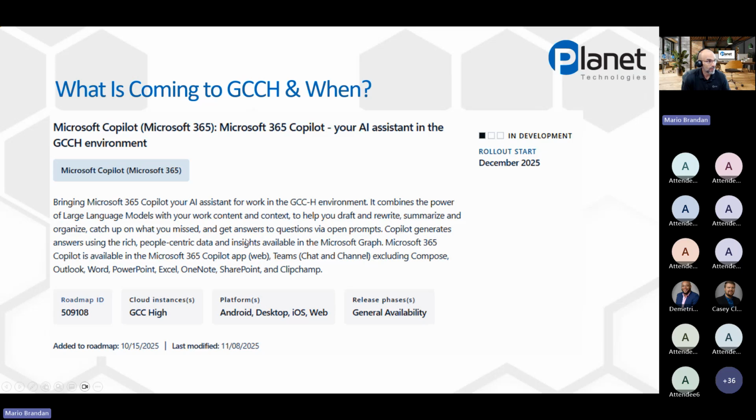Web grounding is off, for example, in the GCC High. It is off by default. It is available to be enabled, but that is an opt-in. So it will not send out queries based on your prompts to augment by default.